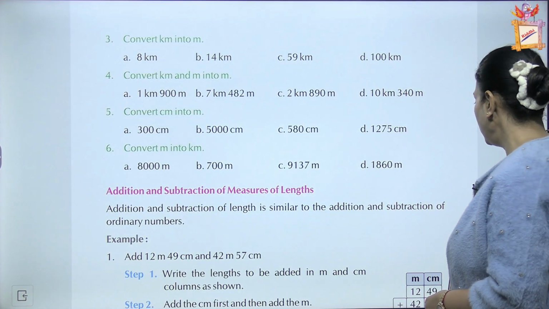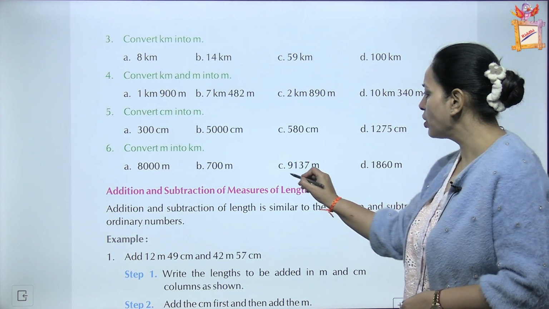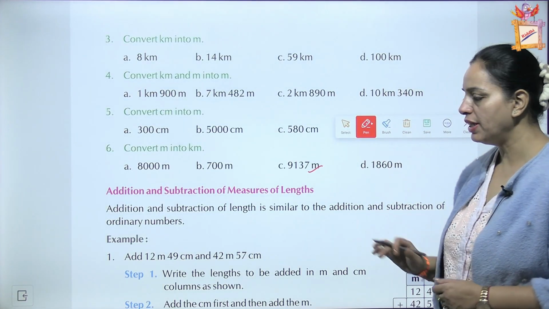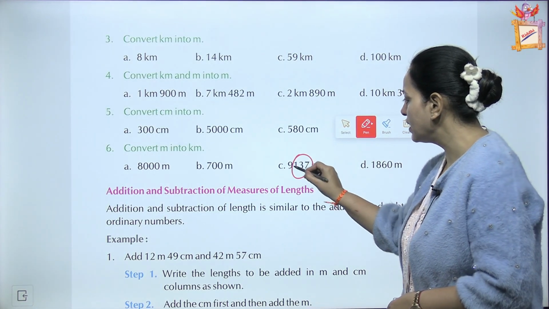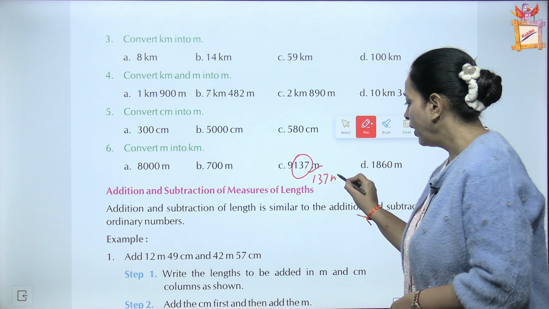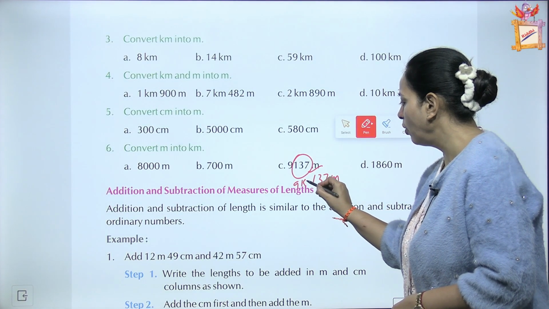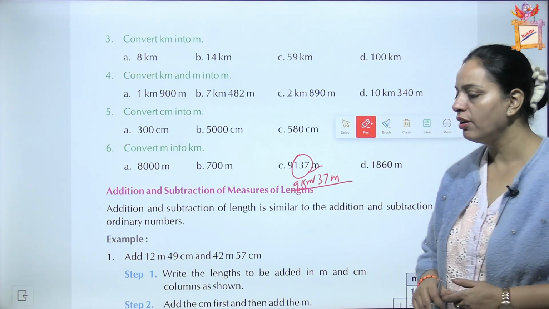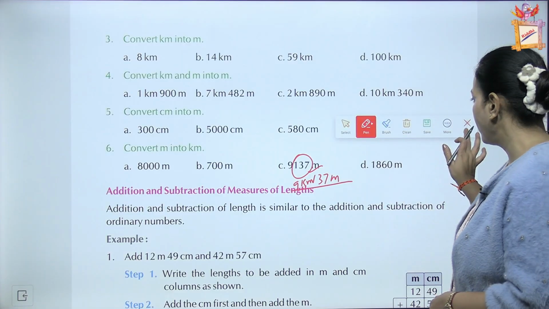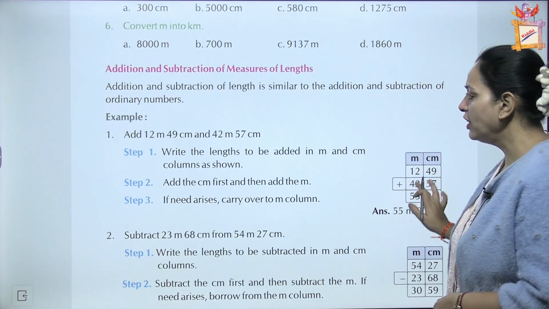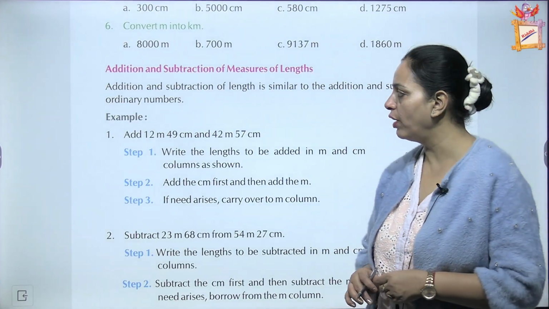So like here C part, 9137 meter. The last three digits meter and remaining kilometer. So 9 kilometer 137 meter.